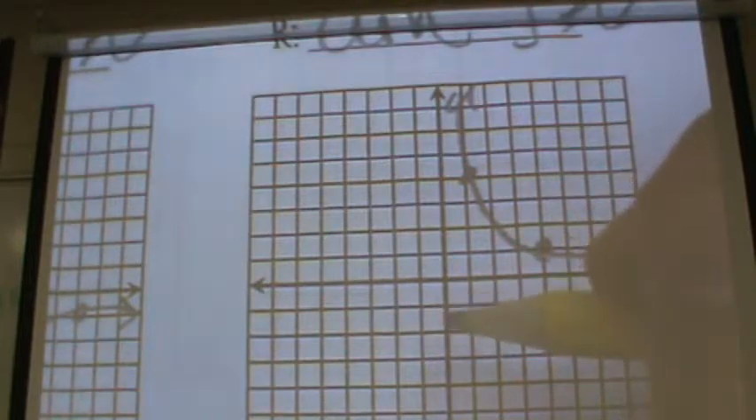Does everyone understand what I mean when I say you're reflecting over the axis? It's just the mirror image. If you were to have a line right here, right? Okay. I'm going to go 1 down 4.